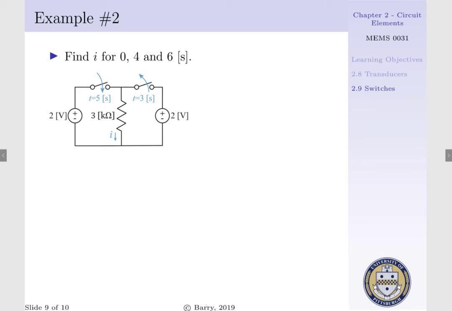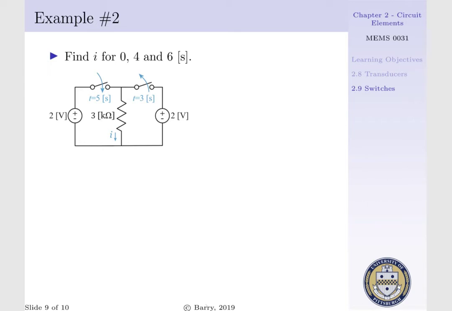Now, let us look at example 2. Say we want to find the current I that's running through our 3 kilo ohm resistor for times t = 0, 4, and 6 seconds. Now, if we look at our original circuit, we have a 2 volt source that is connected to a switch that is open.